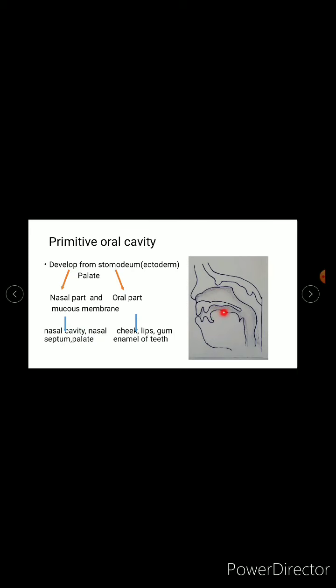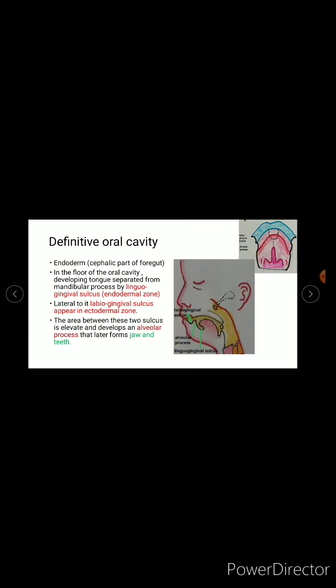the floor of the definitive mouth, however, developed from the foregut because the mucous lining of the tongue is entirely derived from the endodermal elements of the branchial arches.